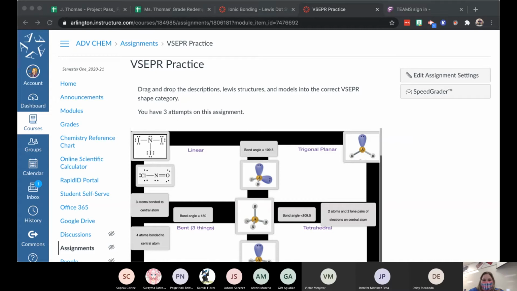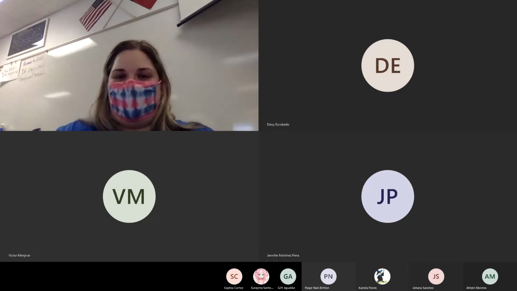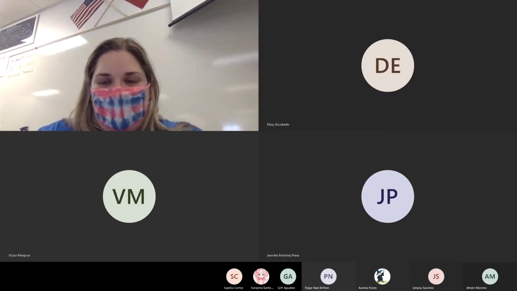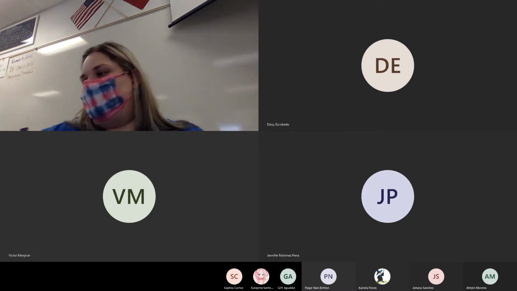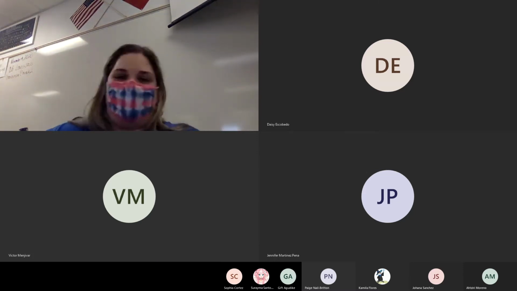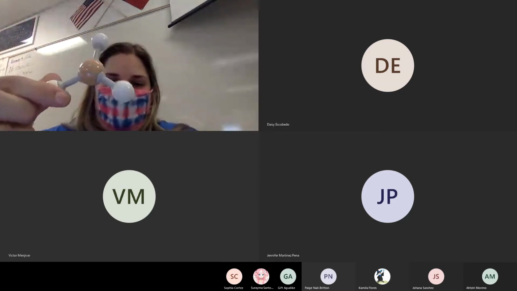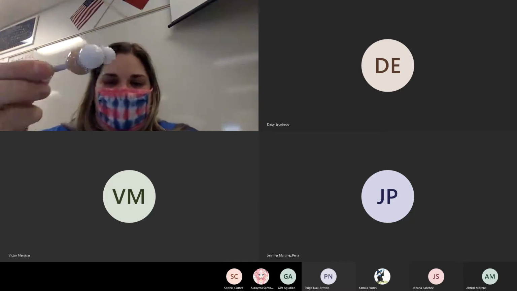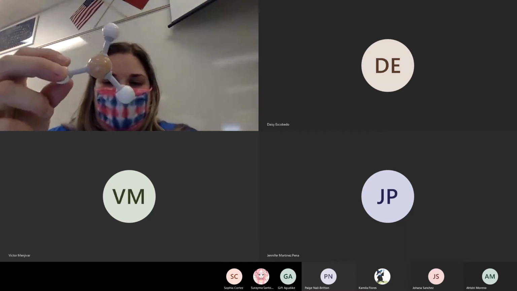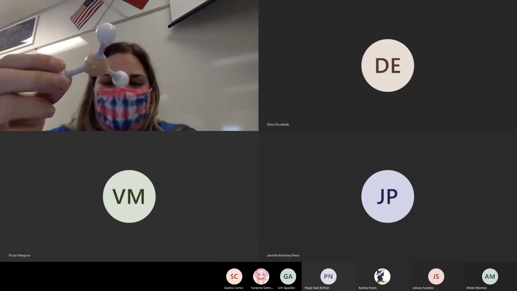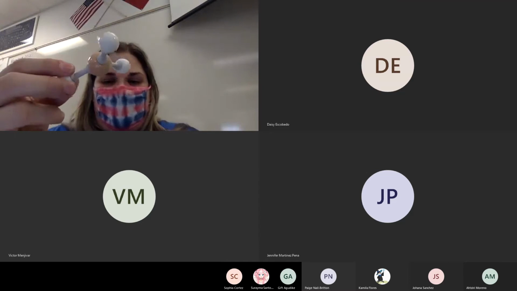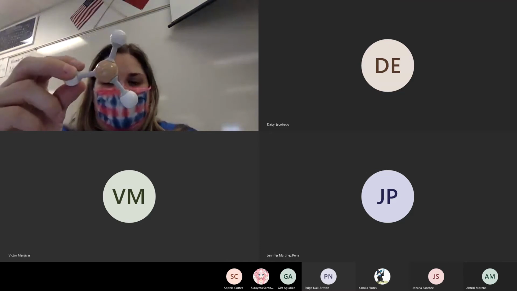So what we're going to do now is some practice to see if we can identify some molecules. Okay, I'm done sharing screen. I'm going to hold up a molecule and we're going to see if you can tell me what shape it is. So what you need to think about is: find the central atom. How many atoms are bonded to the central atom, and does it have any lone pairs? If so, how many? Because those 2 numbers, the number of bonds and the number of lone pairs, are what will help you figure out what shape it is.